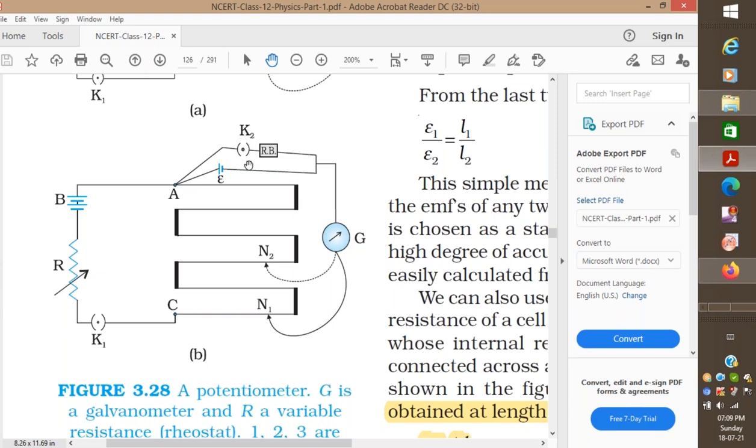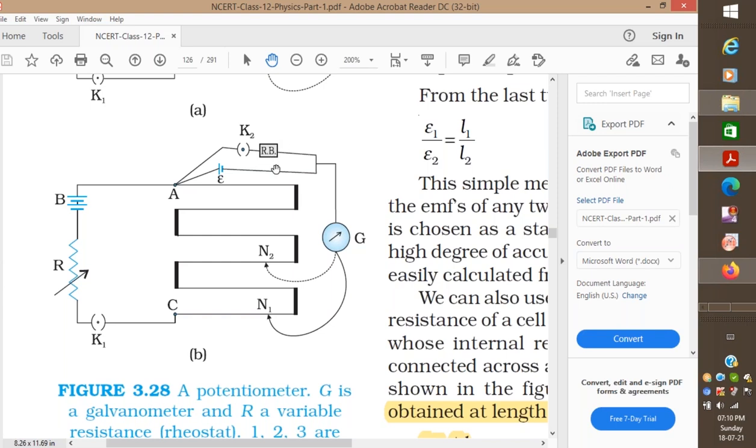I'm just finding out the null condition for the potentiometer bridge. So how do I get the null condition? See, the null condition you will not get immediately. This is the standard resistance box. What is a standard resistance box? There will be many resistance keys. Once you open a key, that resistance will be connected to the circuit.